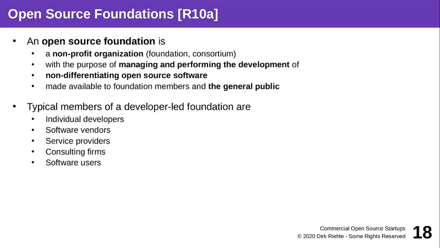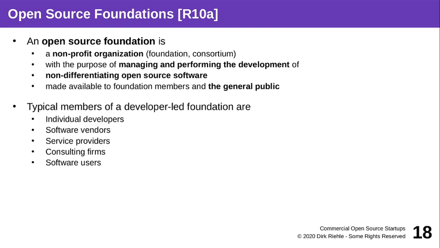So an open source software foundation is a non-profit organization, sometimes called a foundation or a consortium. These are different variations on the same topic, which has the purpose to manage and perform the development of open source software, which is competitively non-differentiating, meaning nobody gains a competitive advantage. Otherwise, you really couldn't make it open source software. And that software is being made available to foundation members and the general public. So, an open source software foundation makes sure that there's a home for open source software available to all, and that's regulated by way of the open source license. And because everyone collaborates, nobody has a competitive advantage. So it's infrastructure components that nobody can dominate and gain some competitive differentiation from.